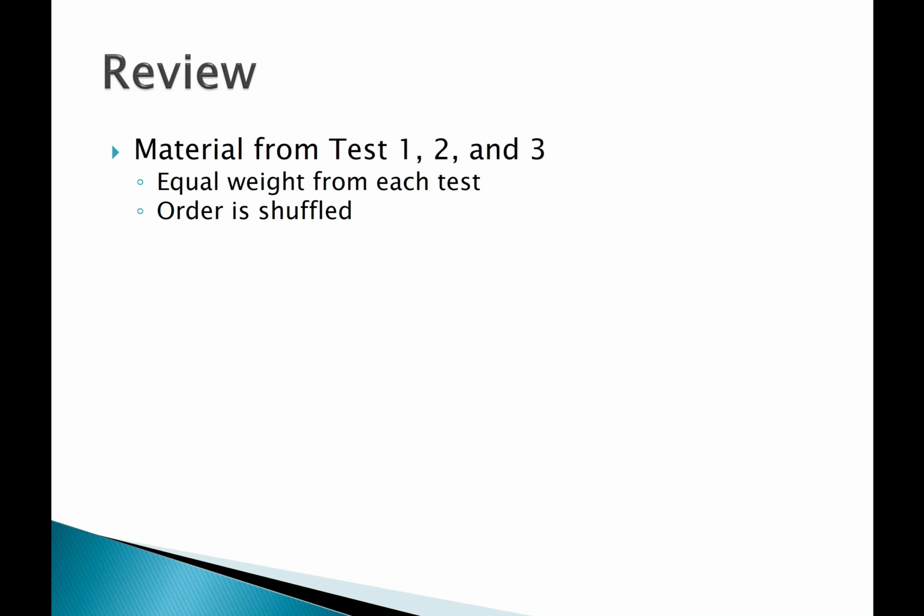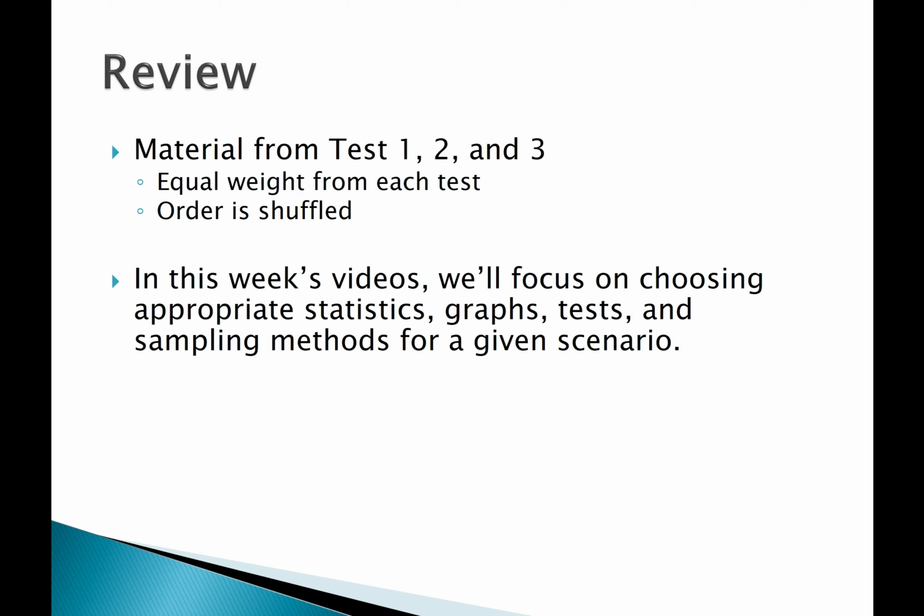So as you know, the final exam is cumulative, so it covers material from tests 1, 2, and 3. It's equally weighted and the order is shuffled. So that means that one of the most challenging things about this test is trying to figure out which methods are appropriate. So that's what we're going to focus on in this week's videos. We're going to be focusing on choosing appropriate graphs, statistics, tests, sampling methods for a given scenario.